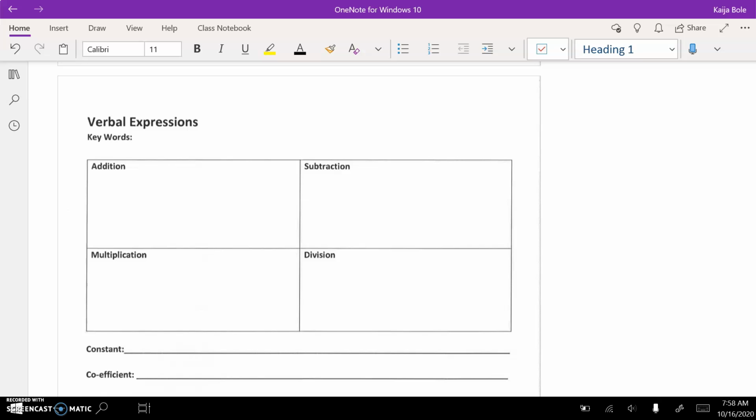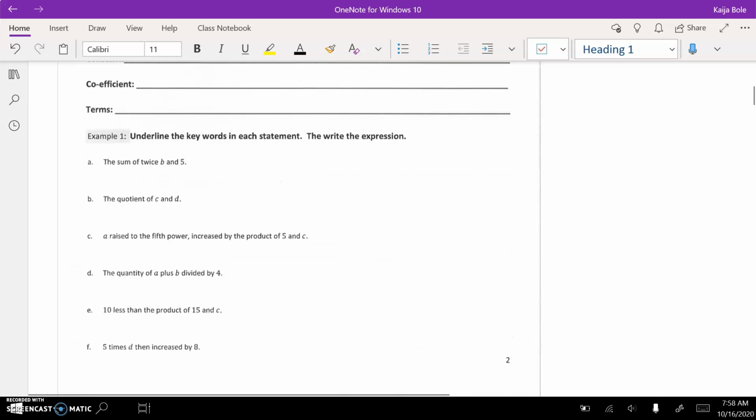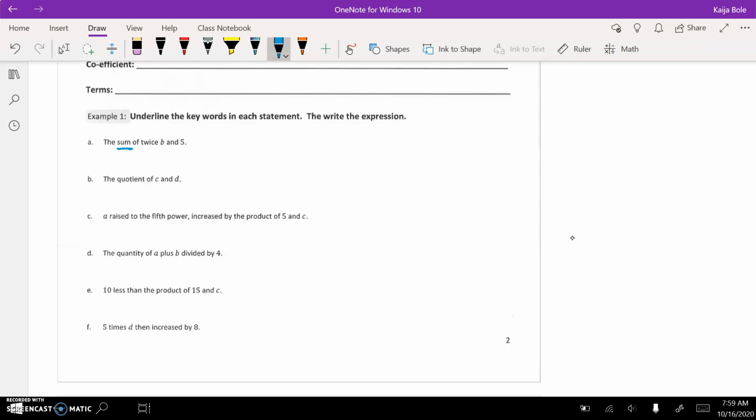And before we do the keywords at the top and then these three definitions, I want you to look at example 1 here, where it says underline the keywords in each statement, then write the expression. So before we do any keywords, I want to just read through these and underline like I said to do. So part A says the sum of twice B and 5. So important words, sum and twice.